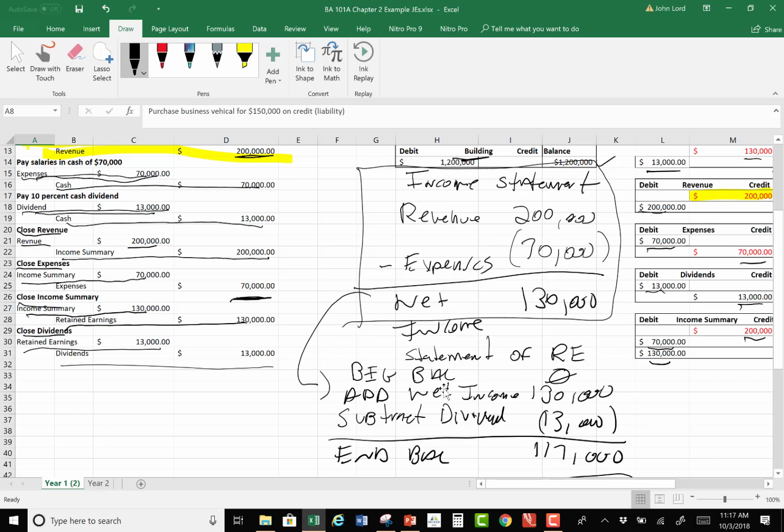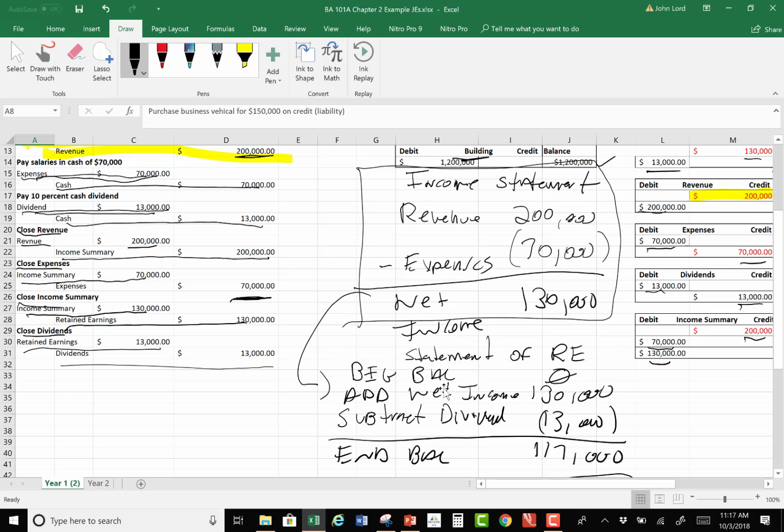So when I paid the dividend, I debited dividend, credited cash. When I did my closing entry, I credited dividend to turn it back to 0. And I debited retained earnings because my retained earnings decreased because I'm not retaining that earning anymore. And to decrease the stockholders' equity account, you debit it. And that's exactly what I did. I debited retained earnings.